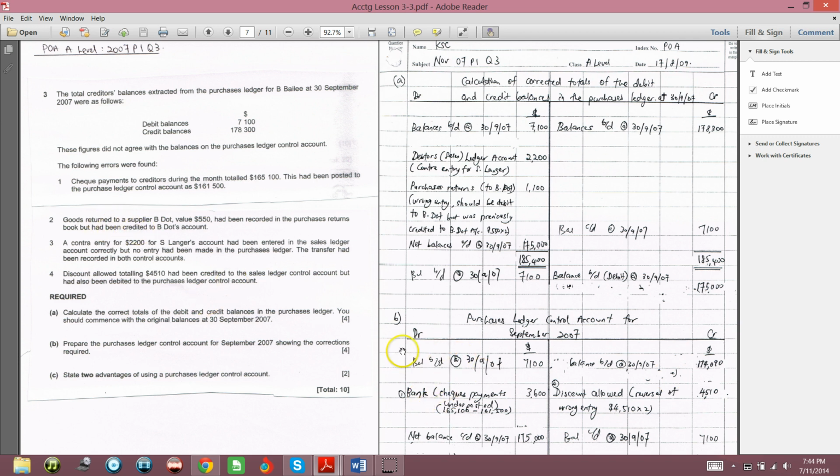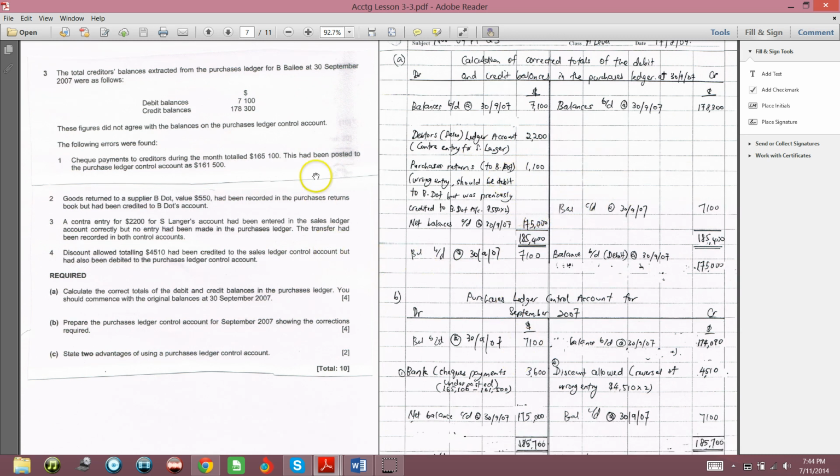So the person doing the control account is wrong, but the person doing the individual creditors accounts will extract line by line. So even though the total is wrong, it won't affect the person doing the individual creditors accounts, person number 2. This has been posted to the purchasers ledger control account as 161,500, so it has been under posted. This check payment to creditors will be on the debit side, because if I pay them the money, I will owe them less money.